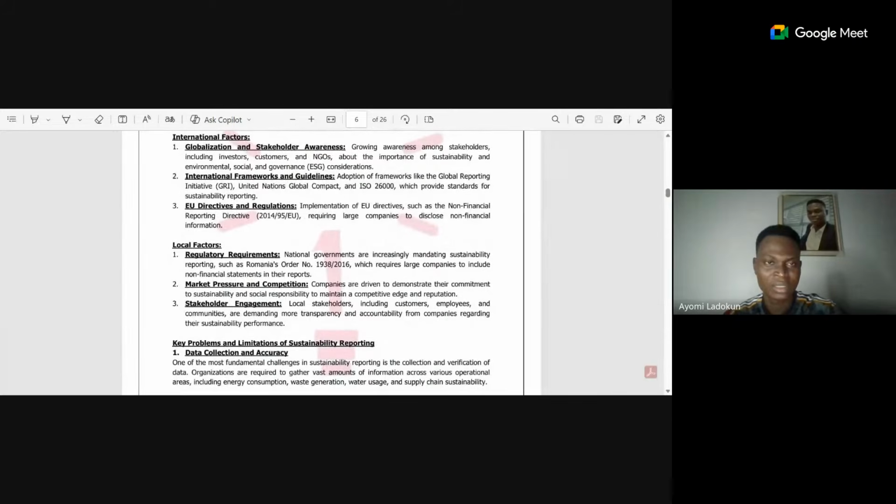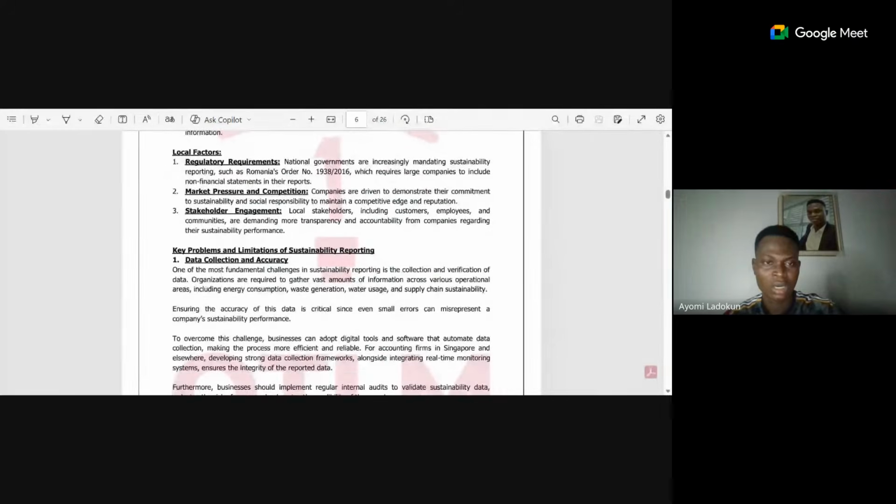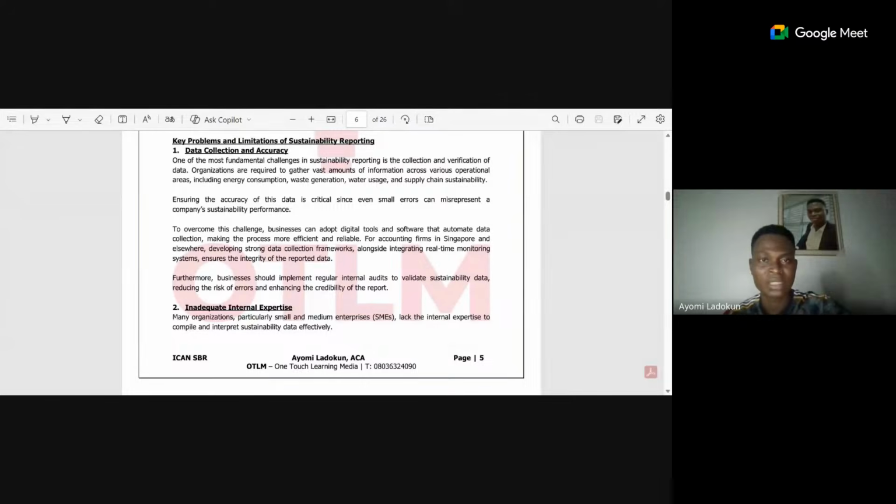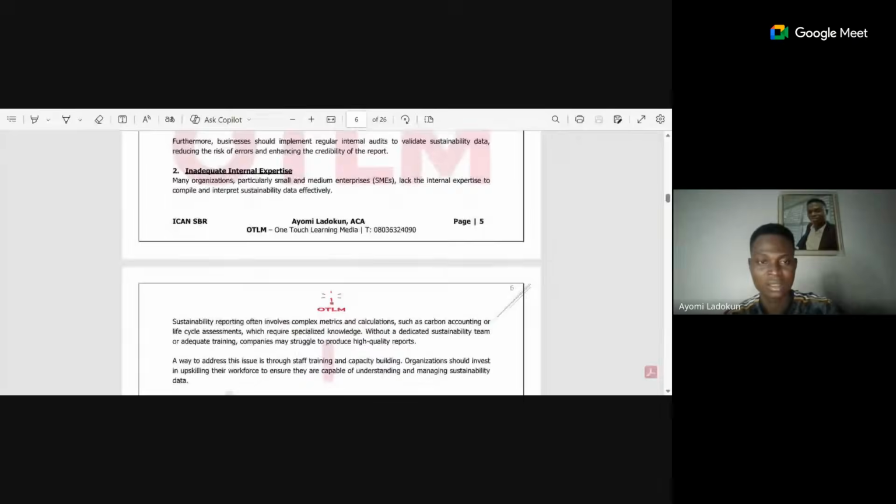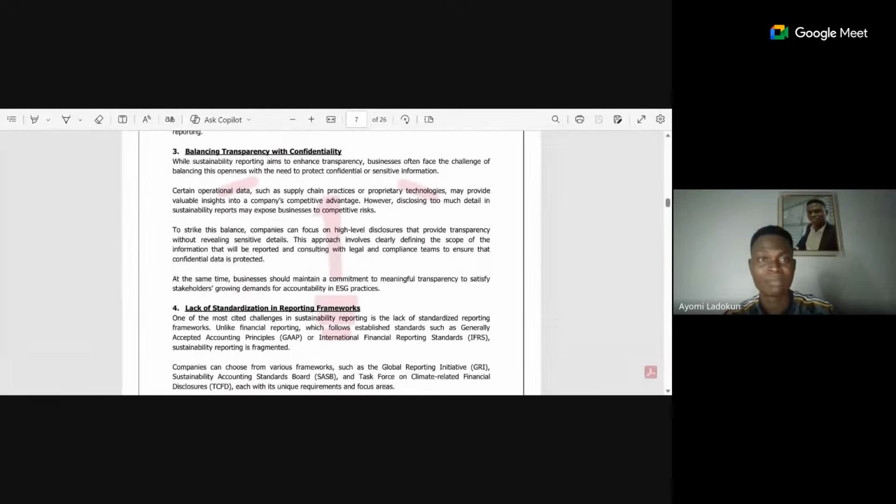Let me see what else I need to mention. Yes, key problems. Please take note of this: key problems and limitations of sustainability reporting. I said it earlier, skill gap is there, data collection is a problem, and inadequate internal expertise. So please, in your study, note balancing transparency with confidentiality.